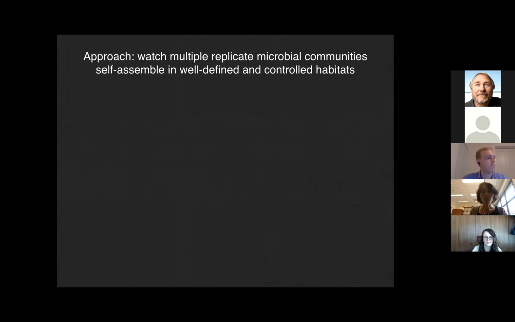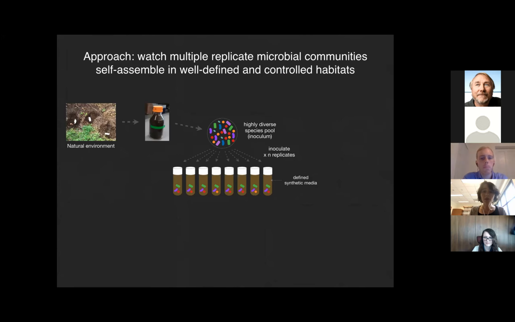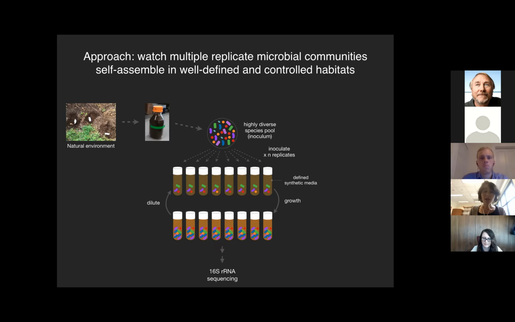To address this question, we use an enrichment community approach, which basically consists of watching multiple replicate microbial communities self-assemble in well-defined and controlled habitats. In a nutshell, we first collect a sample from the natural environment, say soil, then we bring it to the lab and inoculate a sample, which contains a highly diverse pool of species, into well-defined synthetic media in multiple replicates. Then we let them grow, and then we come back and dilute a small fraction into fresh media, and we repeat this growth-dilution cycle multiple times. At the end, once the communities have reached equilibrium, we assess the taxonomic composition using 16S sequencing. All this is done under well-controlled lab conditions.